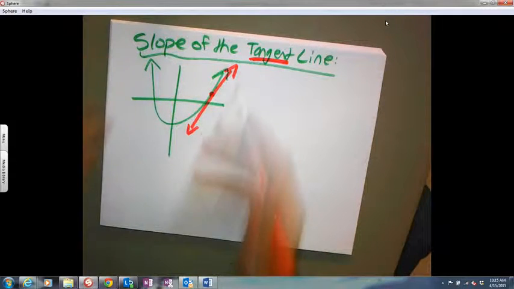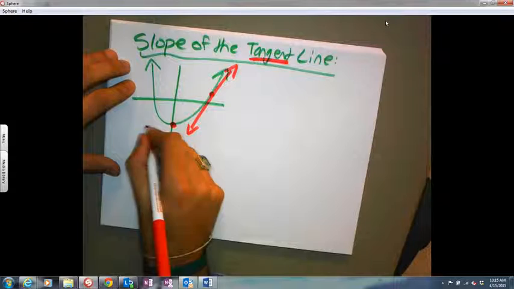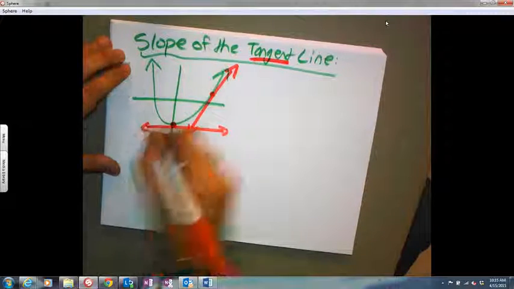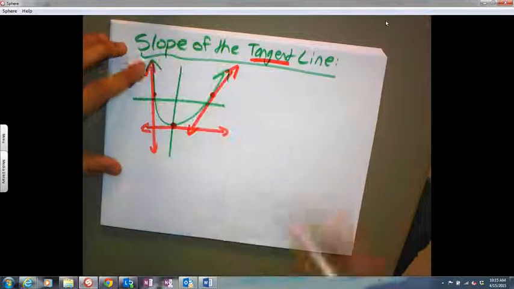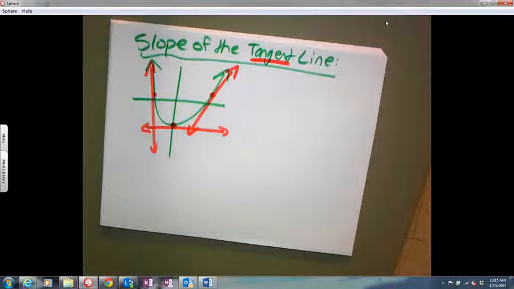So this is an example. Here's another example of a tangent line. Here's another example of a tangent line. In fact, there are infinite tangent lines associated with a graph, because every single point on the graph has a tangent line associated with it. So the question is, why is the slope of the tangent line even interesting?